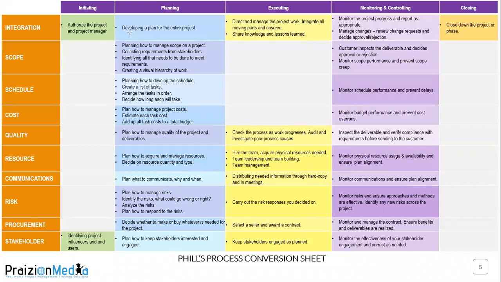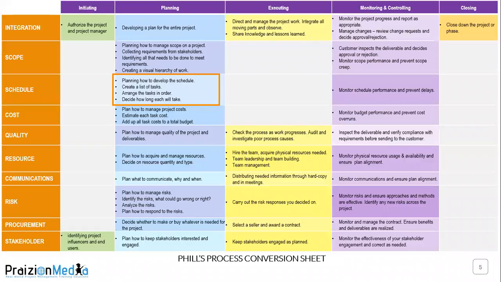Okay. Next one here is develop project management plan. So this is developing a plan for the entire project. In scope, we're planning how to manage scope on a project. We're collecting requirements from stakeholders. We're identifying all that needs to be done to meet requirements. That's defining scope. And then we're creating a visual hierarchy of work. Next one here is planning how to develop the schedule. We're creating a list of tasks, we're arranging the tasks in order, and we're deciding how long each activity will take.